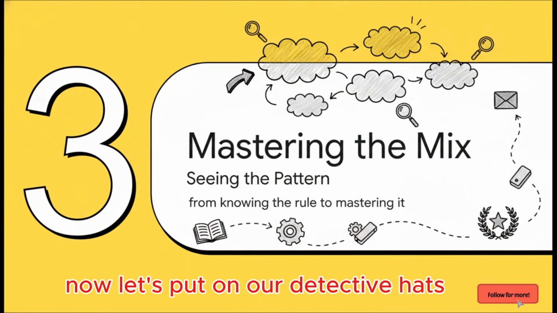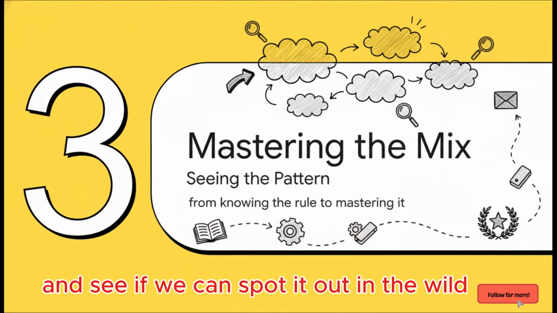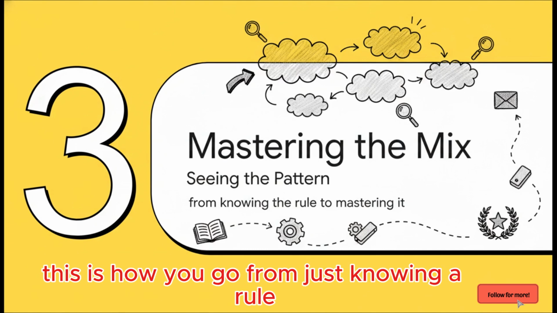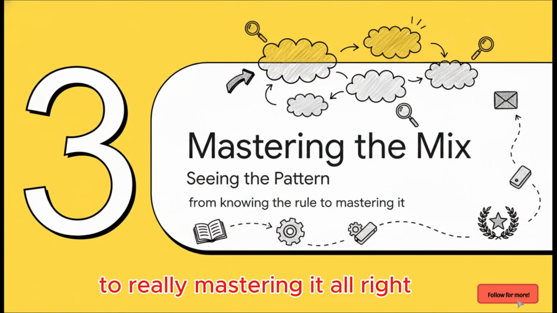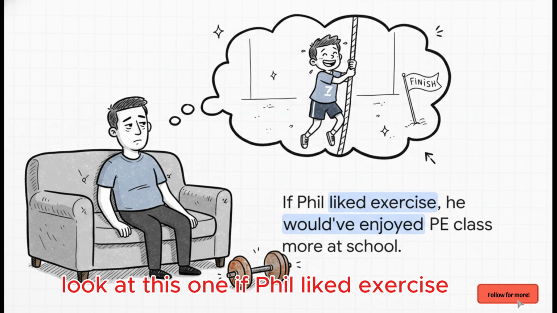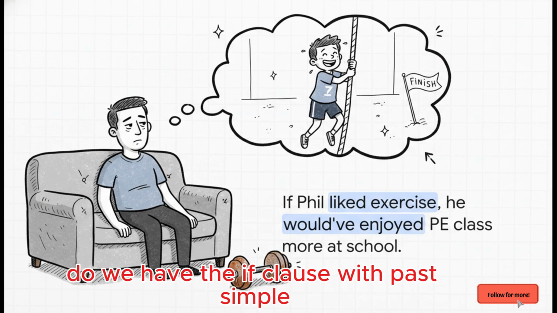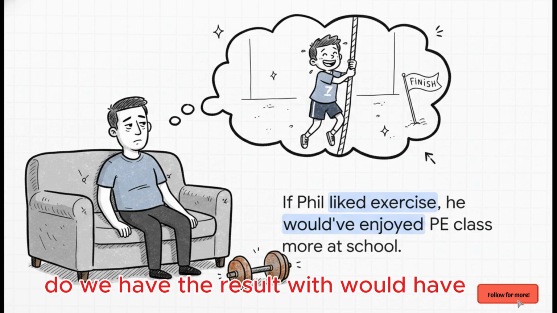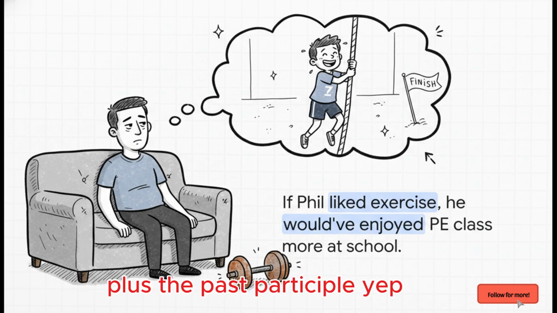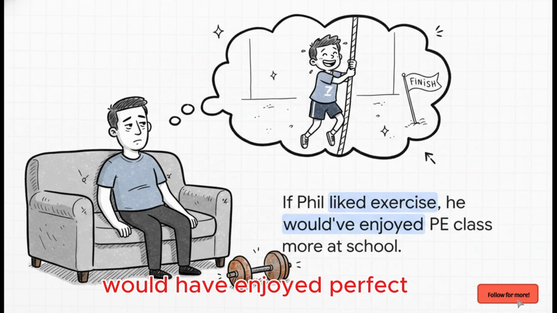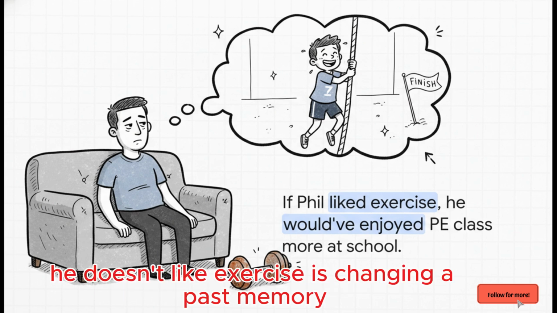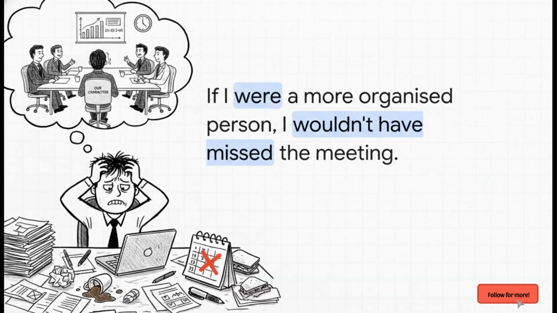Now let's put on our detective hats and see if we can spot it out in the wild. This is how you go from just knowing a rule to really mastering it. All right, look at this one. If Phil liked exercise, he would have enjoyed PE class more at school. So let's check our recipe. Do we have the if clause with past simple? Yep, liked. Do we have the result with would have plus the past participle? Yep, would have enjoyed. Perfect. A present fact, he doesn't like exercise, is changing a past memory. It's a perfect fit.